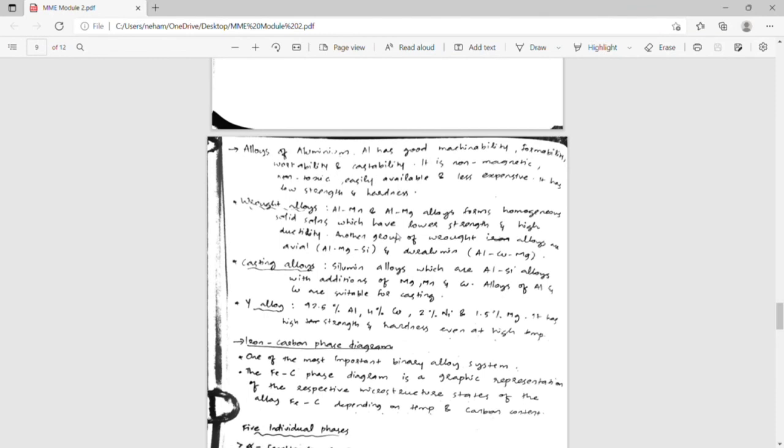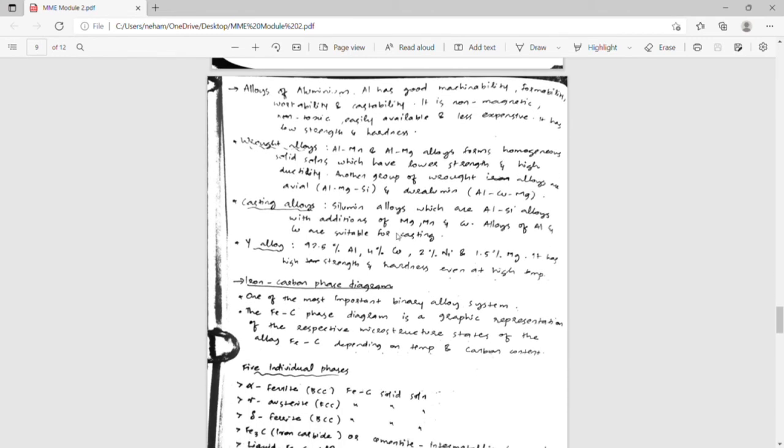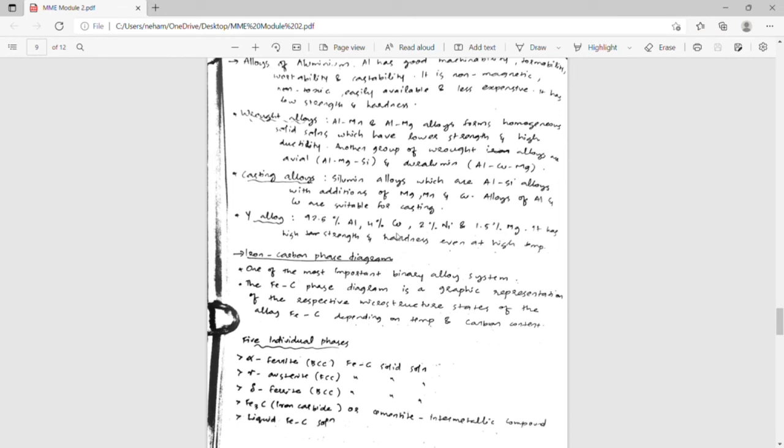Alloys of aluminum. Aluminum has good machinability, formability, workability and castability. It is non-magnetic, non-toxic, easily available and less expensive, but has low strength and hardness. Wrought alloys. Aluminium manganese and aluminum magnesium alloys form homogeneous solid solutions which have lower strength and high ductility. Another group of wrought alloys are aluminum, magnesium, silicon, and duralumin, aluminum, copper, magnesium.